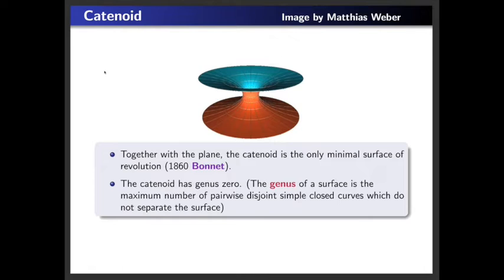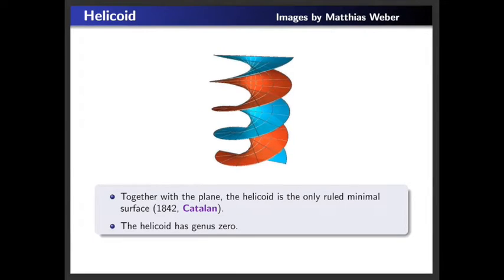Examples of minimal surfaces are, of course, the flat plane. Another example is the catenoid, which together with the plane is the only minimal surface of revolution. The catenoid topologically is a cylinder, so it has genus 0. Another important example is the helicoid. The helicoid, together with the plane, is the only ruled minimal surface. The helicoid is topologically a plane, and therefore it also has genus 0.